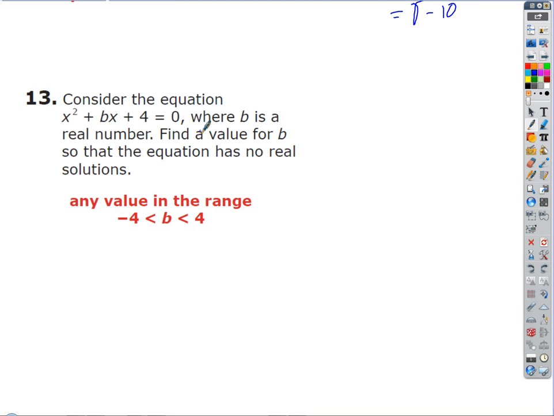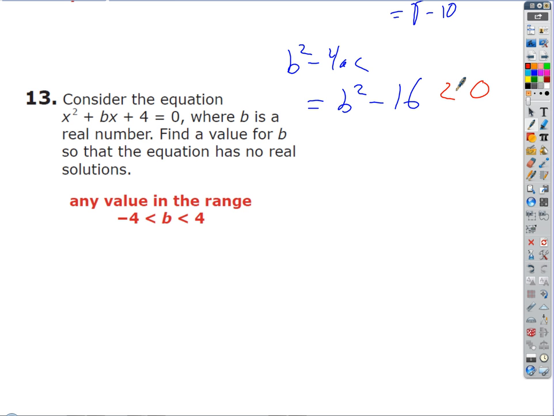Whenever the part inside the radical, the b squared minus 4ac that we call the discriminant, is negative, I'm getting an i. I'm not getting real solutions. So let's see what that is. b squared minus 4ac is equal to b squared minus 4 times 1 times 4, so b squared minus 16. So I just need to pick some value of b that's going to make that negative. What's an example of one that would work?